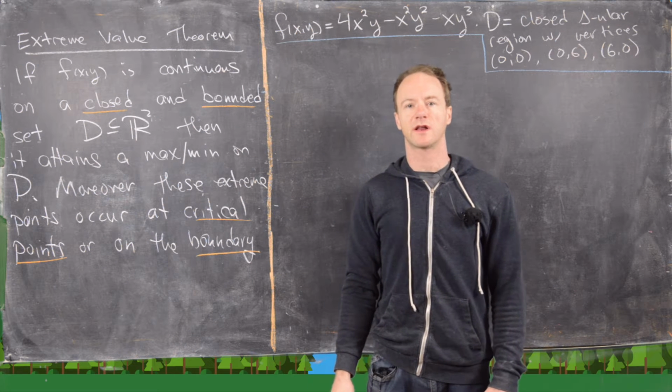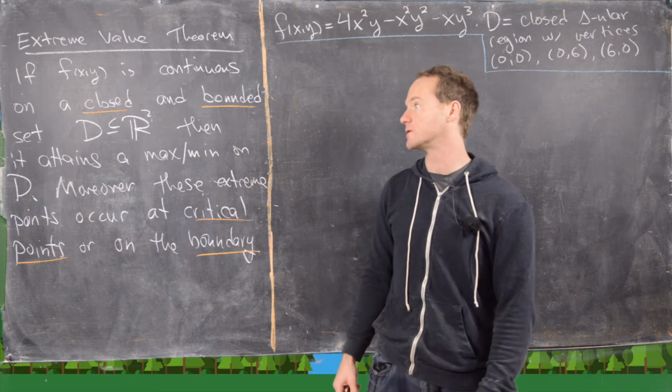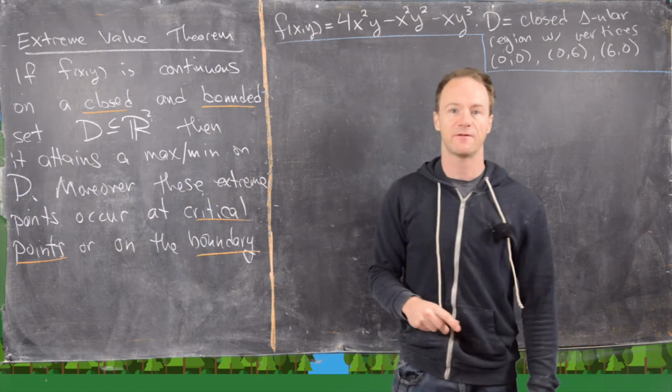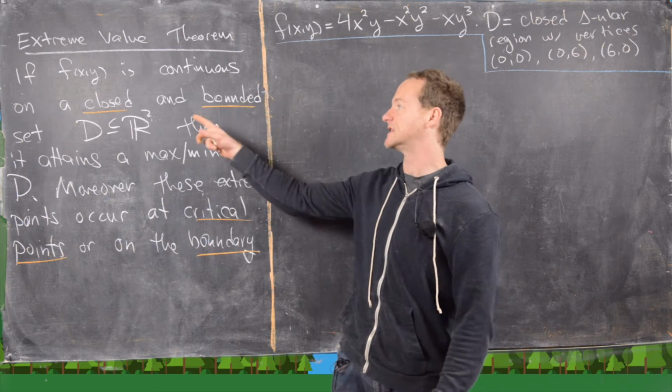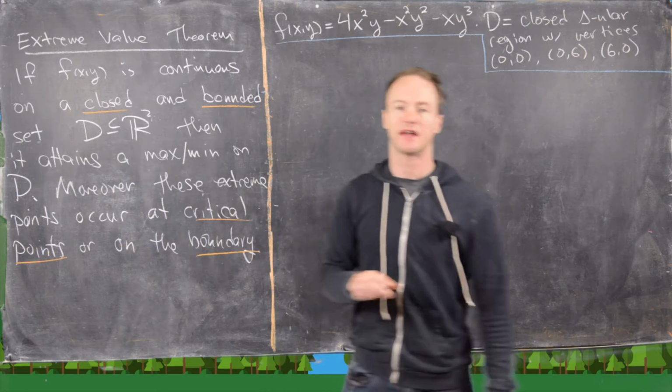Okay, in this video we're going to look at a couple of examples of the extreme value theorem for functions of two variables. So let's look at this theorem real quick. Let's say we've got a function f(x,y) of two variables. It's continuous on a closed and bounded set D, which is a subset of the plane.